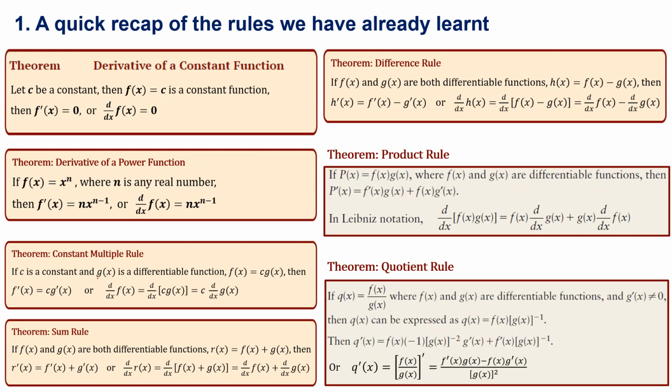Then the constant multiple rule states that if f(x) equals a constant c times a function g(x), then the derivative of f(x) equals c times the derivative of g(x). Next is called the sum rule, which means if f(x) and g(x) are both differentiable functions, and the new function r(x) equals the sum of these two functions, then we have the following relationship. The derivative of r(x) equals the derivative of f(x) plus the derivative of g(x).